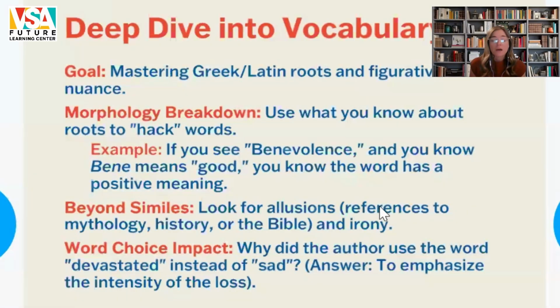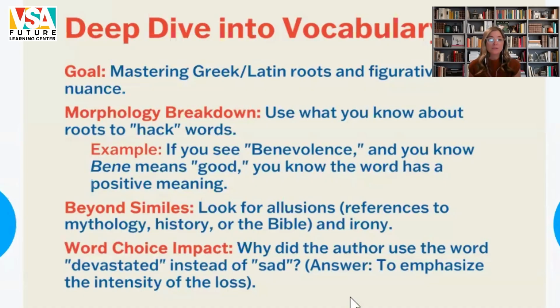Another thing that you have to often answer questions about on these state tests is going to be vocabulary. The goal in mastering vocabulary is knowing the Greek and Latin roots and any sort of figurative nuance that they might have. So for example, if you were to look at the word benevolence, you know that bene is good. So you would know that the word has a positive meaning. So use what you know about roots to hack those words. If you can recognize any part of a word and you know what that part means, it's a really good way for you to make an educated guess or assumption about the meaning of that word. Is it a positive? Is it a negative? And that's kind of half the battle.